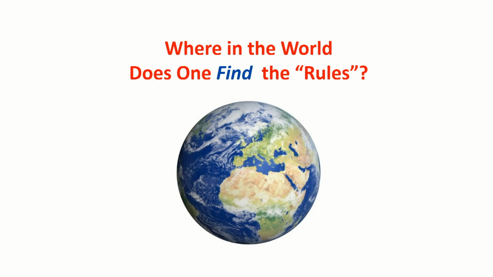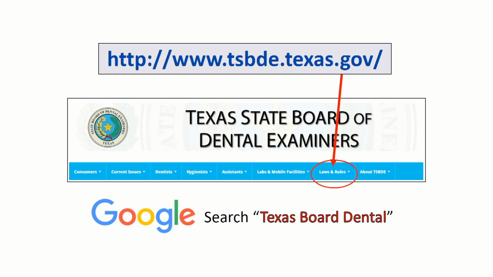It's important for you, from a risk management perspective, to know where you can find a copy of the State Board rules. Where does one find the rules? The simplest way to obtain your copy of the State Board of Dental Examiners rules and regulations, as well as a copy of the Texas Dental Practice Act, is to simply go online and Google 3 words, Texas Board Dental. This will be a first step towards managing the risks of dental practice.